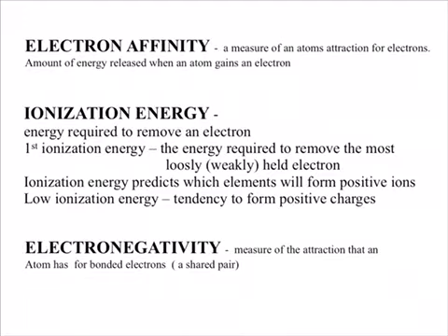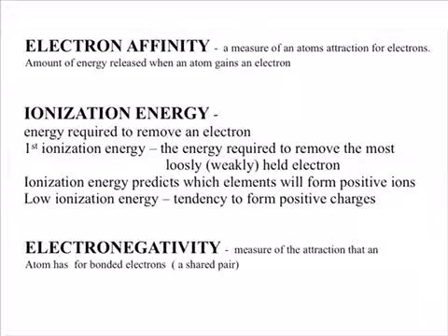The first one is called electron affinity. That word affinity means attraction. If you have a strong affinity for someone, it means you're kind of sweet on them. You have an attraction for them. So an electron affinity has to do with an atom's attraction for electrons. And it's measured in a way that it reflects the amount of energy released when an atom gains an electron.